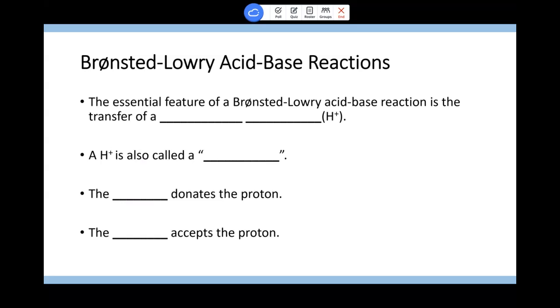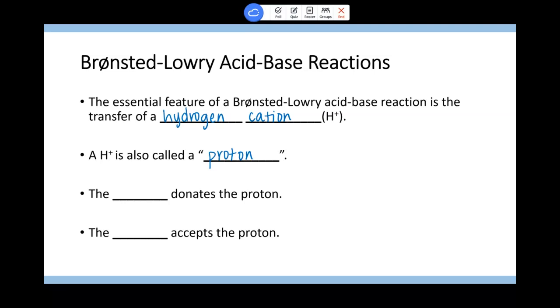Bronsted-Lowry acid-base reactions are defined by having a transfer of a hydrogen cation or H+. H+ is also called a proton. It's very, very common to refer to the H+, the hydrogen cation, as a proton. We call these reactions also proton transfer reactions.